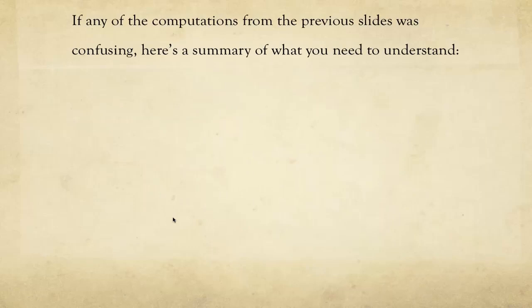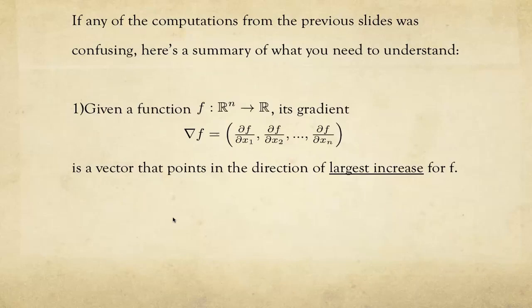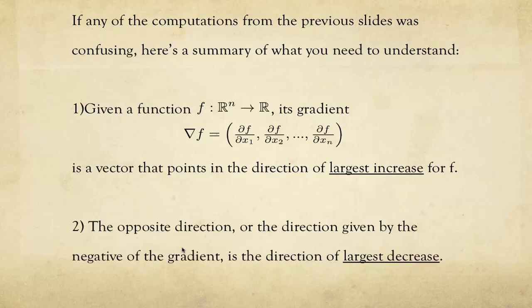Okay, if any of that material is confusing, all you need is an intuition for the gradient, which is simply this. Given a function f, the gradient is a vector that points in the direction of biggest increase, and the opposite direction, the negative of the gradient, is the direction of largest decrease. If you understand that, then the algorithm is going to make sense.